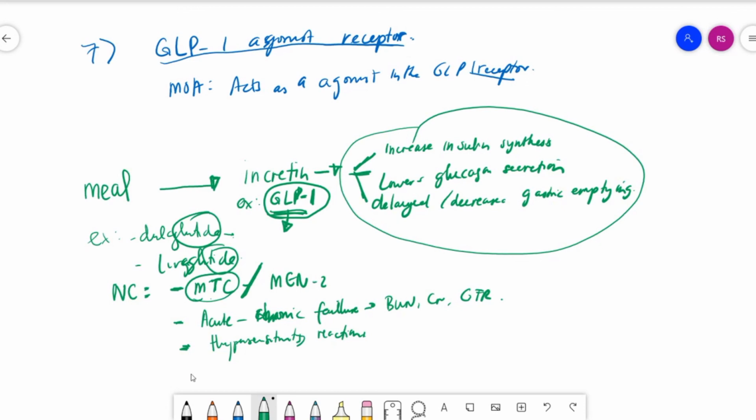And since this drug also works on the pancreas, because it will stimulate insulin, watch for signs and symptoms of pancreatitis, such as severe and persistent abdominal pain radiating to the back, nausea, and vomiting. You want to check for this. Make sure to teach the patient about the signs and symptoms of pancreatitis. Okay, that's the GLP-1 receptor agonists.